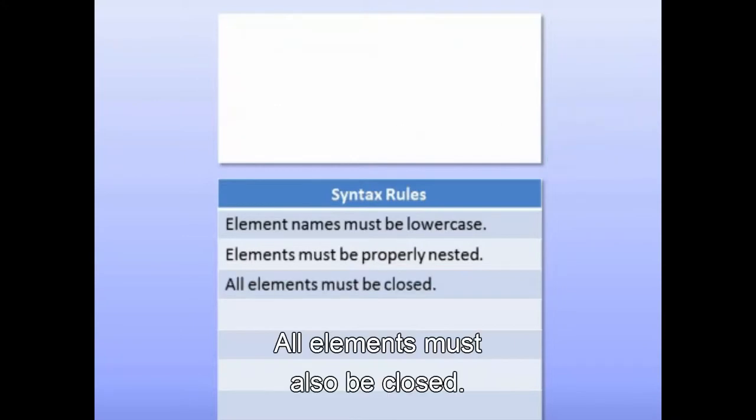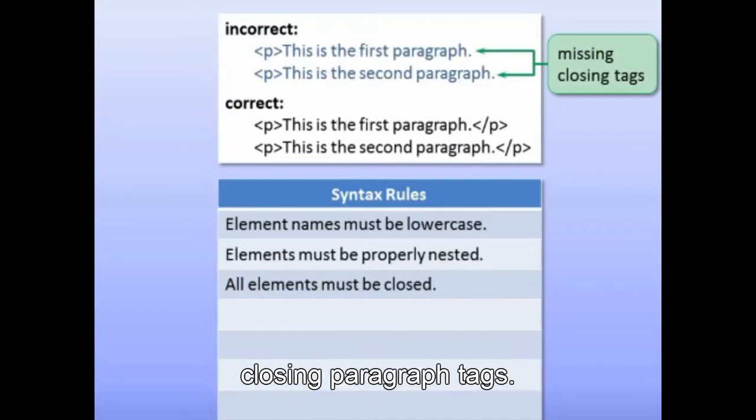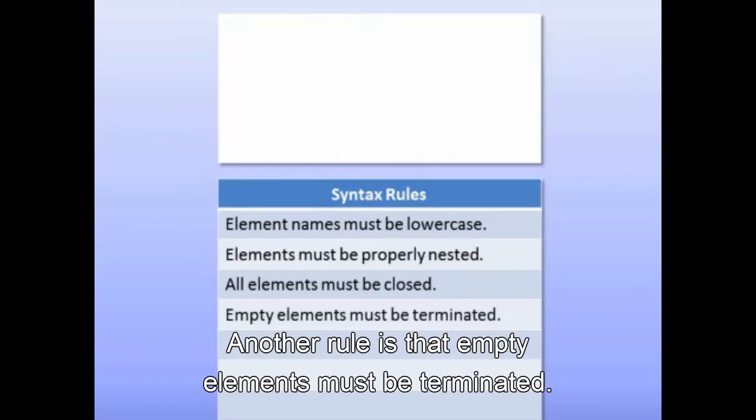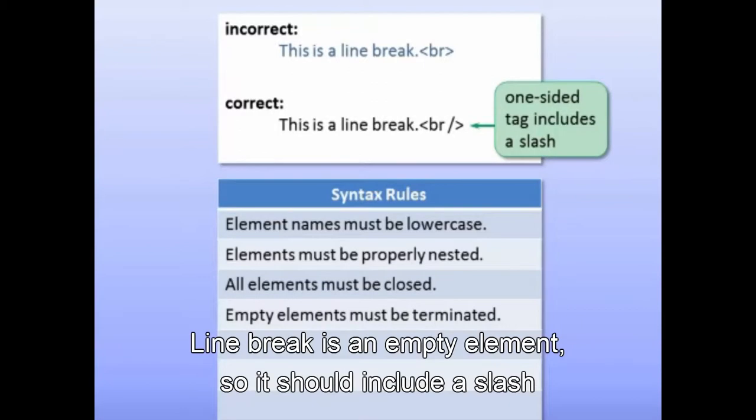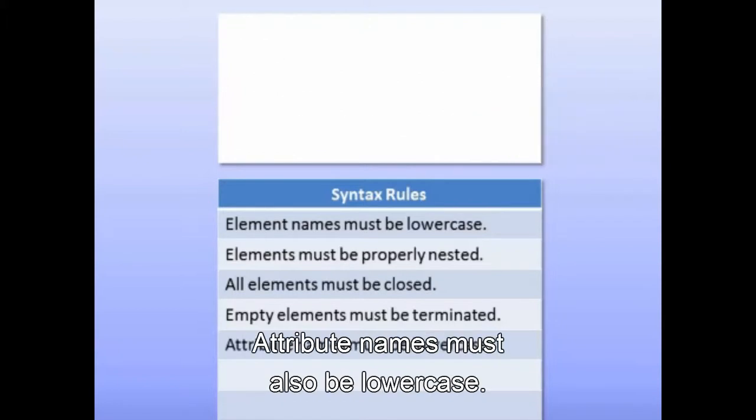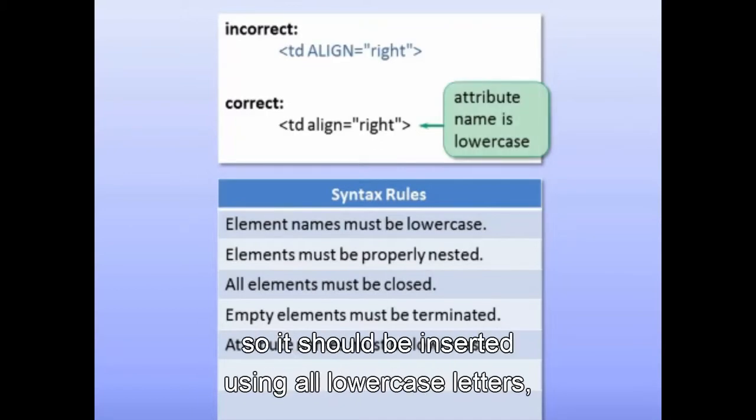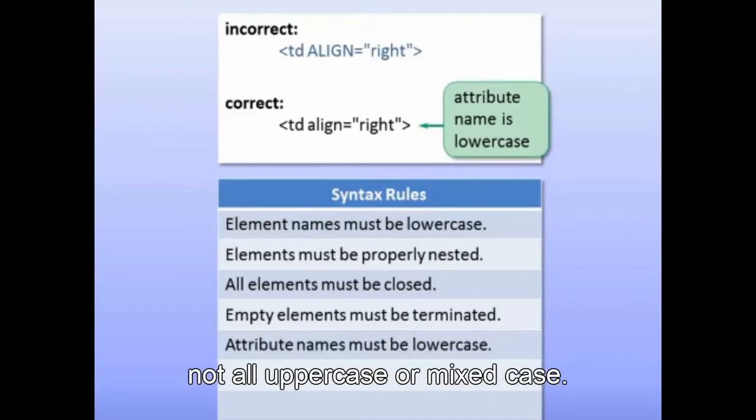All elements must also be closed. For example, the first 2 paragraphs are missing their closing paragraph tags. Another rule is that empty elements must be terminated. Line break is an empty element, so it should include a slash to indicate it is a one-sided tag. Attribute names must also be lowercase. Here, align is an attribute of the TD element, so it should be inserted using all lowercase letters, not all uppercase or mixed case.